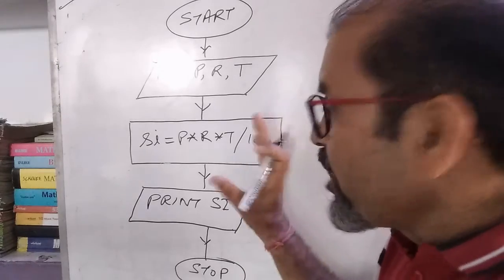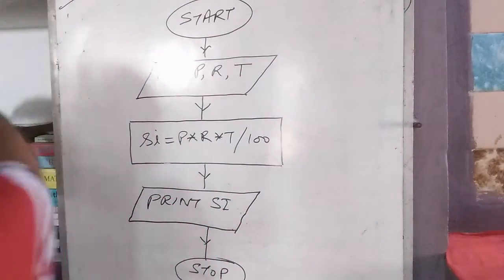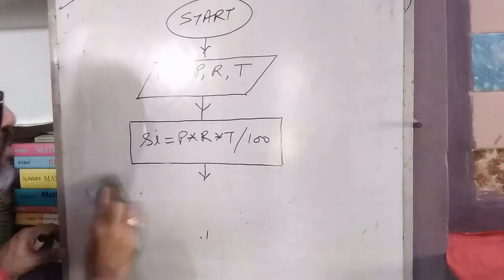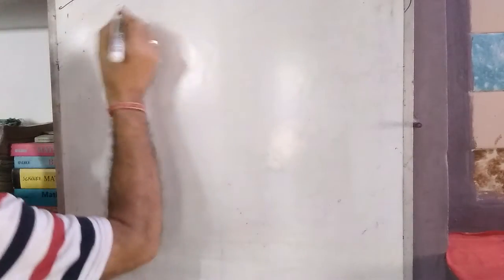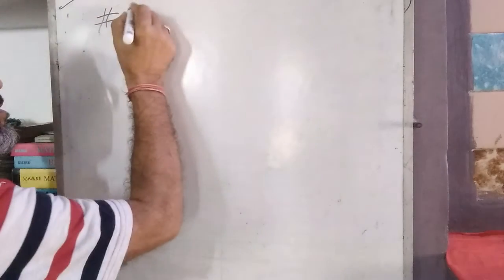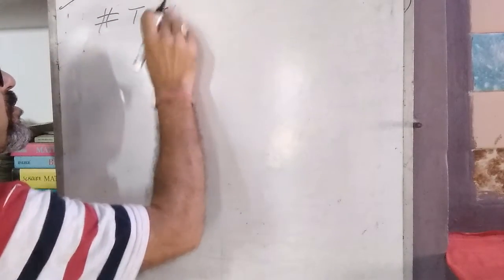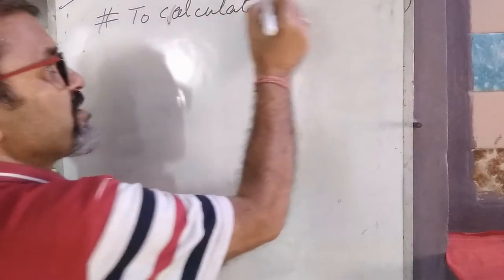Now let us write a program in Python for the same problem, simple interest. Let us make a small program in the Python language. For that purpose you just have to open your Python editor. Go to File, New, and open the Python editor, and after that first of all you put a comment with the hash symbol: to calculate simple interest.